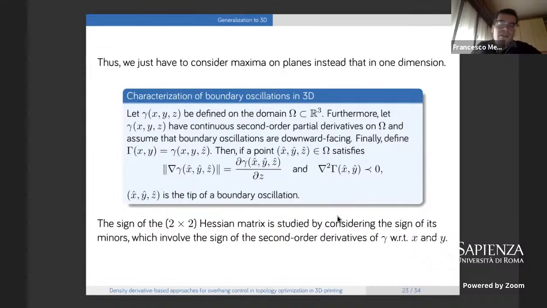Instead of having directly the sign of the second order derivative, however, we will have the sign of the 2x2 Hessian matrix. But again, this can be studied considering the sign of the minors, which involve, in turn, the sign of the second order derivatives of our density function with respect to x and y.